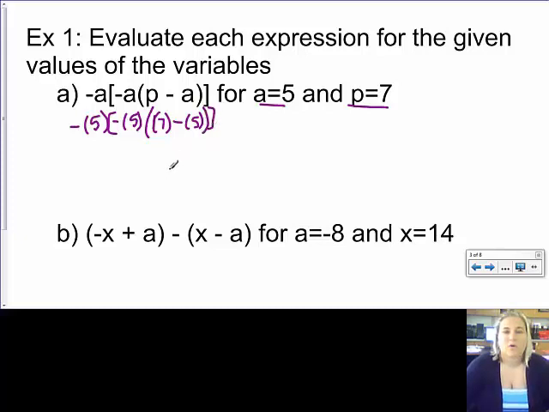So whenever we're doing this, once we have our substitution done, all we have to do is follow our order of operations. So parentheses, we have to start with our innermost grouping symbol, which is right here. Okay, 7 minus 5 gives us 2, and we're going to bring everything straight down the way that we see it.